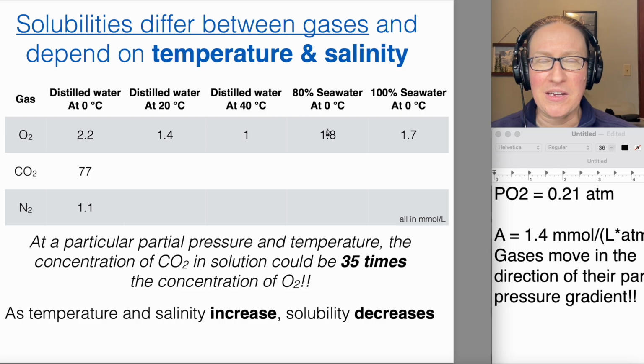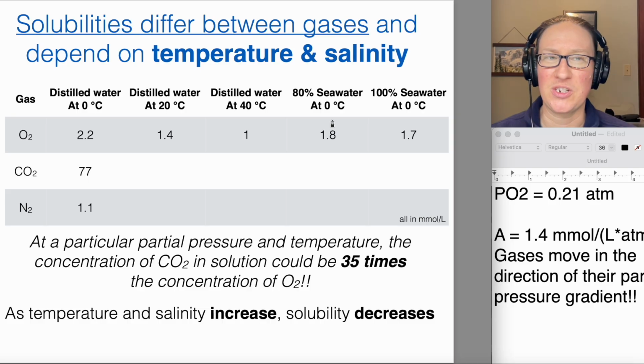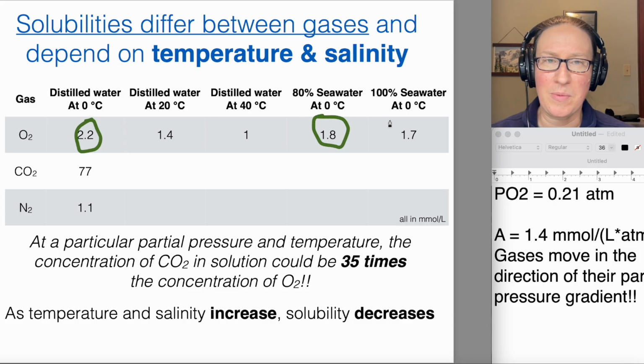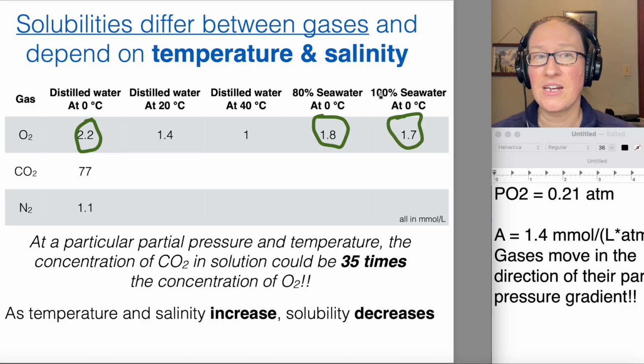So now let's compare what happens in a liquid that has some salt in it in addition to just water. These next two columns are 80% seawater at 0 degrees Celsius and 100% seawater at 0 degrees Celsius. Notice both of these are lower overall compared to our solubility in distilled water, right? So as salinity increases, solubility also decreases.